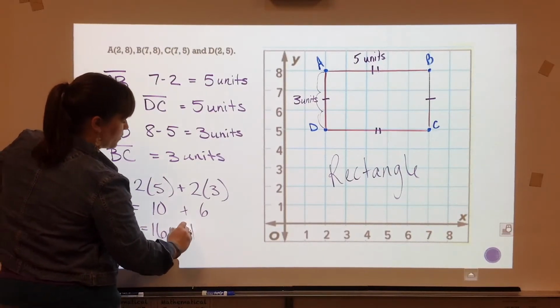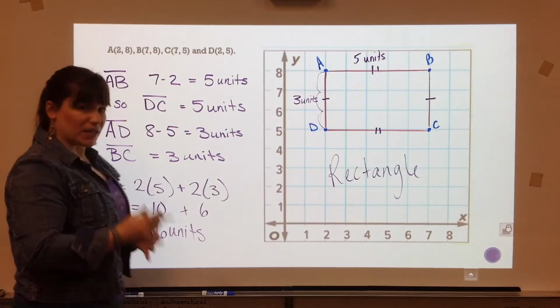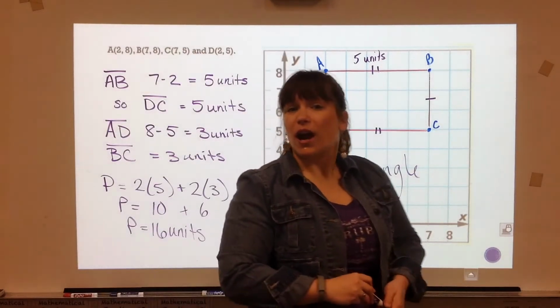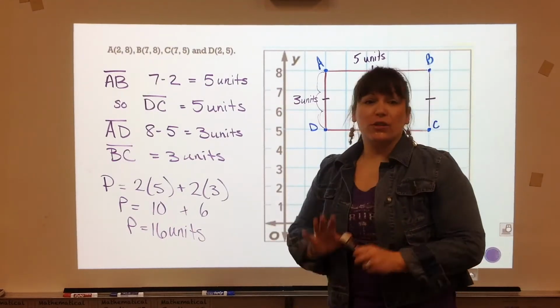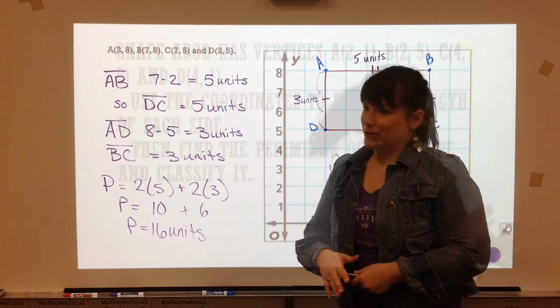We always need a unit. Because this is on a grid and we don't have an additional unit, we're just going to label it units. It's not squared because it's perimeter.